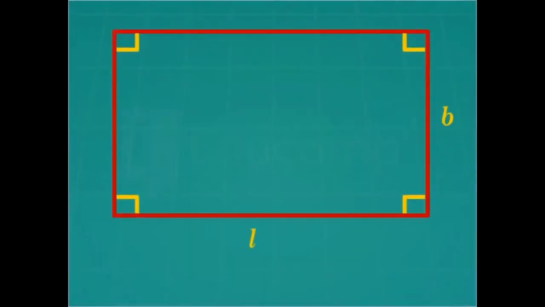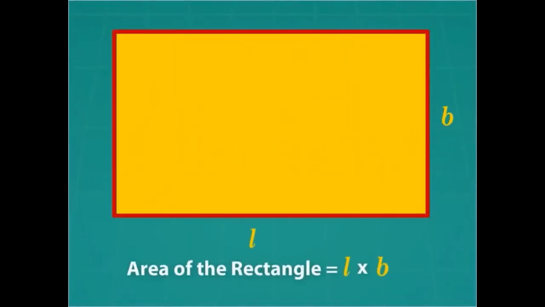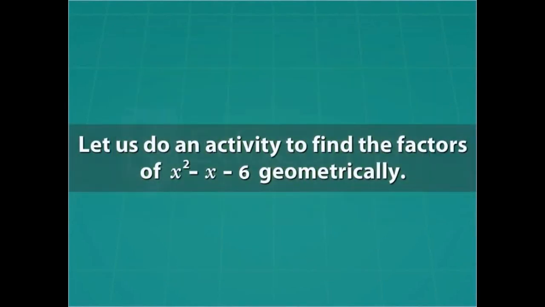Also, you know that the area of a rectangle is the product of its length and breadth. Let us do an activity to find the factors of x square minus x minus 6 geometrically.